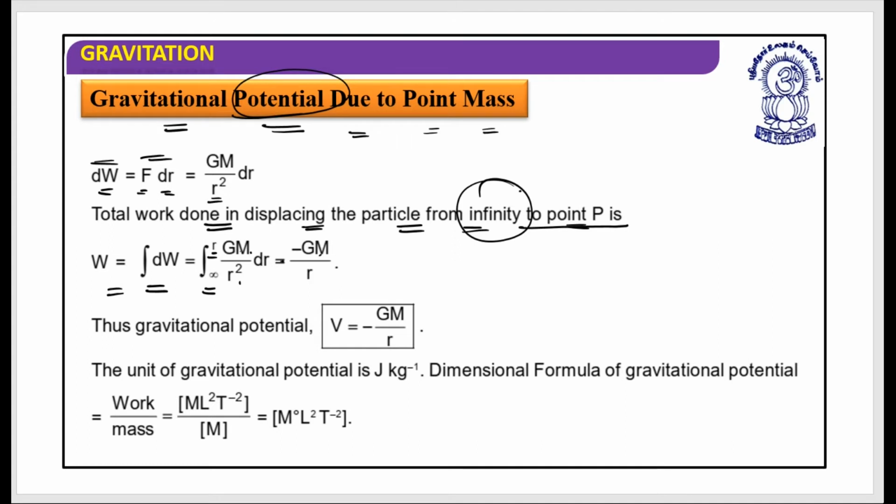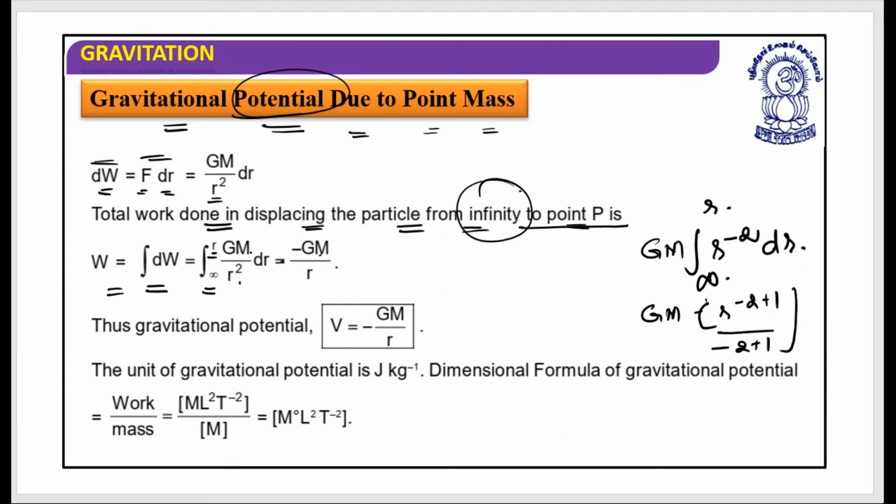GM would be on one side. It's something like this: GM times the integration of r to the power minus 2 into dr from infinity to location r. So this equals GM into the bracket r to the power (minus 2 plus 1) divided by (minus 2 plus 1), from infinity to r. If I put in the limits, it is minus G into M divided by r. The situation is something like this.